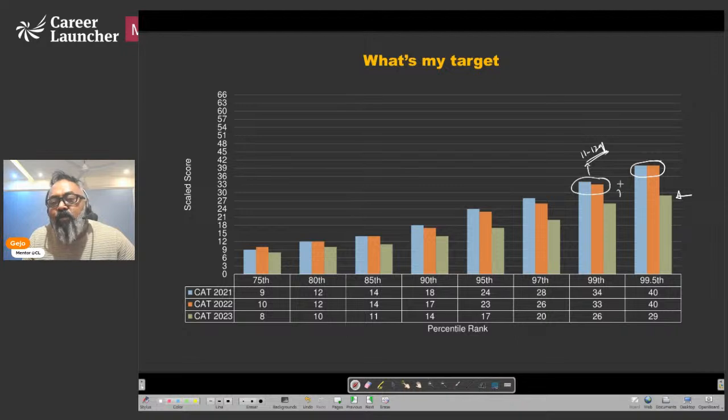Obviously, the last year this was about 9 questions. That's the story. And then we have the 97 percentile. So if you wanted to clear cutoffs, this is the IIM Lucknow cutoff story that you see: it's about 4 to 5 questions, right?